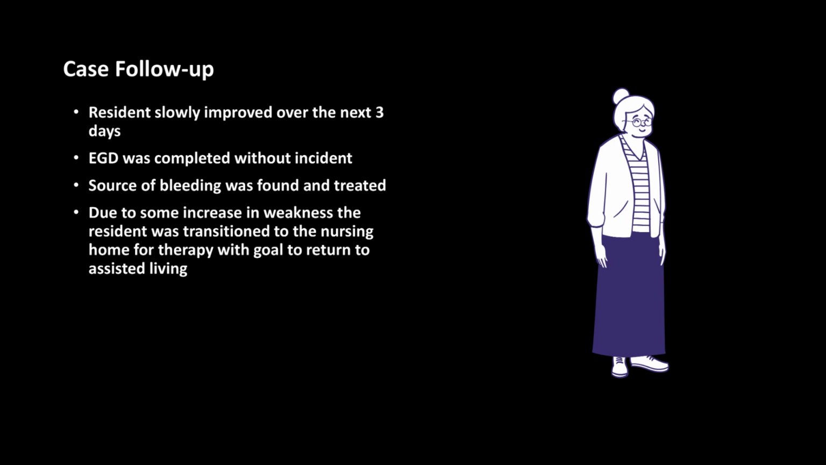The resident improved over 3 days. Bleeding source was treated. Due to weakness, she was transitioned to a nursing home for therapy with the goal of returning to assisted living.